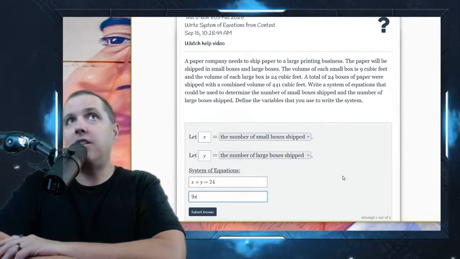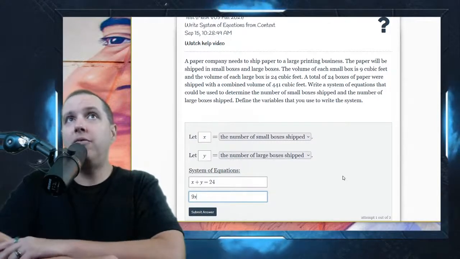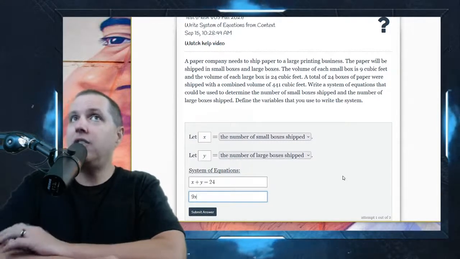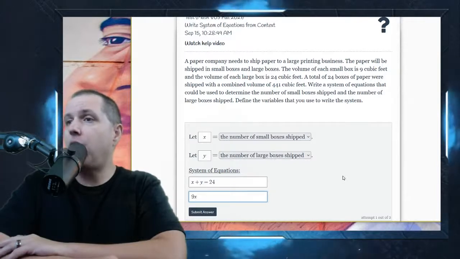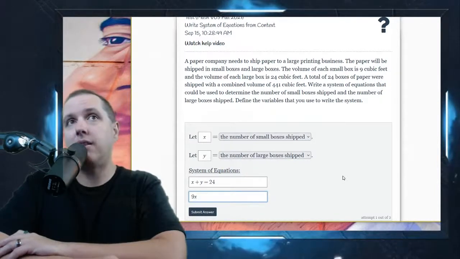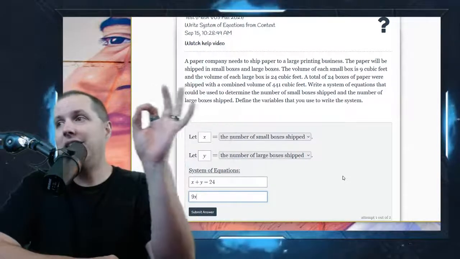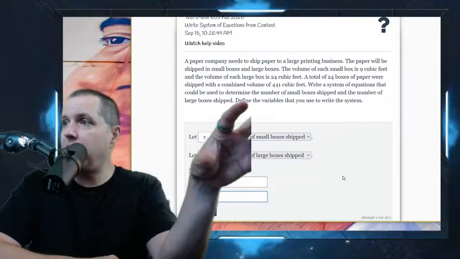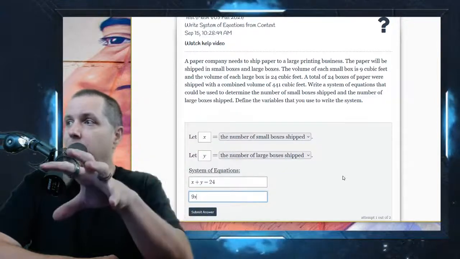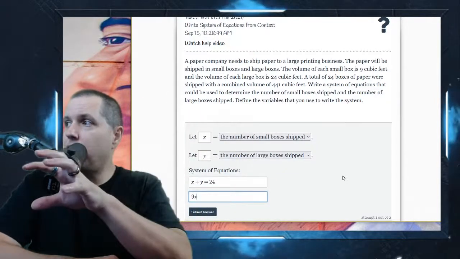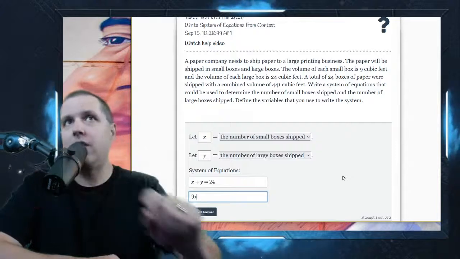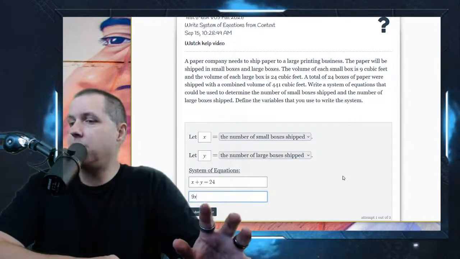9x represents the amount of cubic feet that was shipped in the small boxes. It is the volume shipped in the small boxes, right? See how I'm taking the cubic feet for the small box? So it's the volume of the small box times the number of small boxes shipped gives us the total volume from small boxes. Okay, well, let's play the same game with the large boxes.